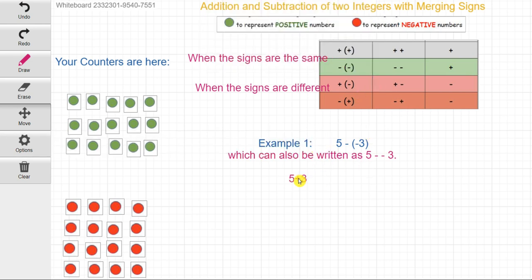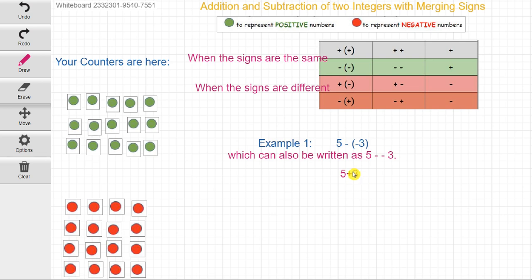Let me just write that down. So this is now the new question that we're working with as example 1. Let's go again. We have positive 5 minus negative 3. We remove the bracket so we can realize that we have two same signs side by side. When the signs are the same, we change it into a positive sign. So two same signs, result is positive. Now that we have positive 5 plus 3, we can go ahead and solve that.